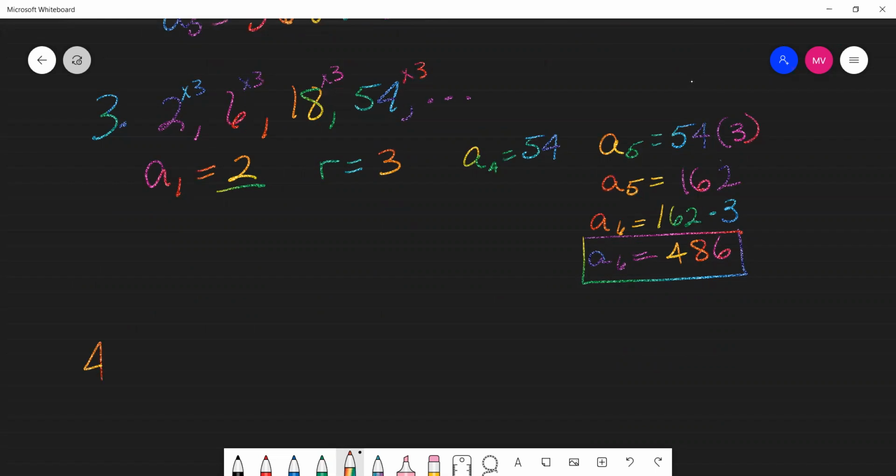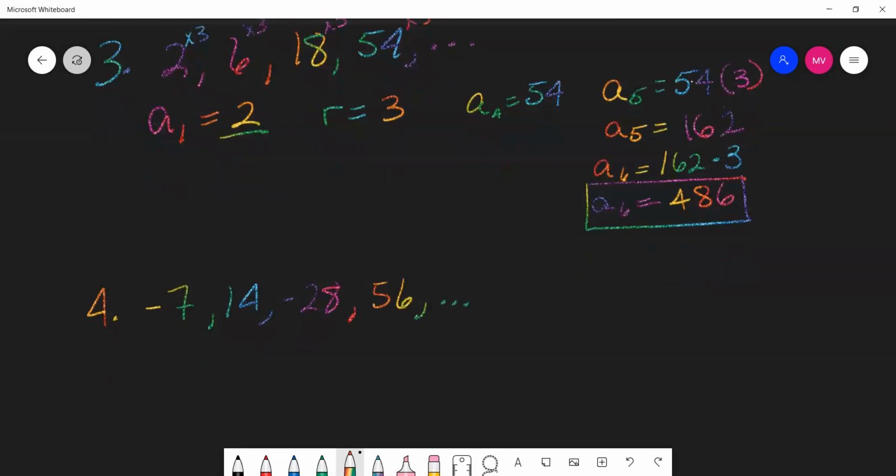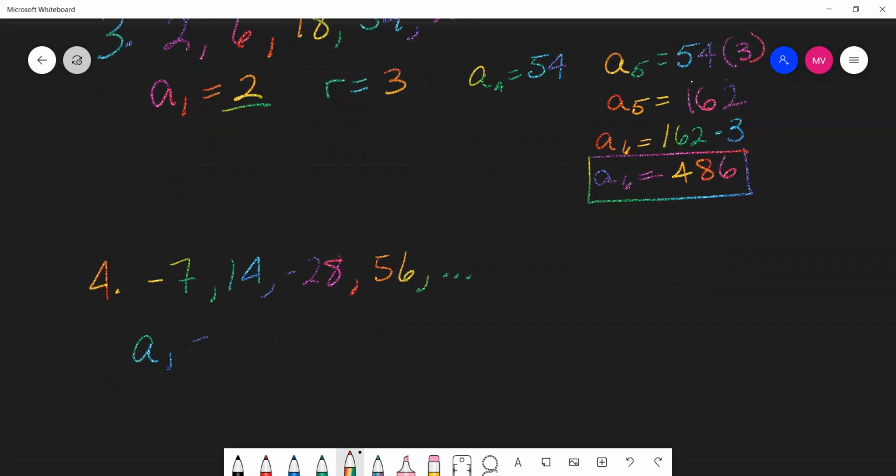Number 4 is -7, 14, -28, 56. What should you instantly recognize when you see a sequence like this? You're going to have a negative ratio. Yes. All right, so A1 is -7. Our ratio is -2. Everybody saw that. A4 is a positive 56.